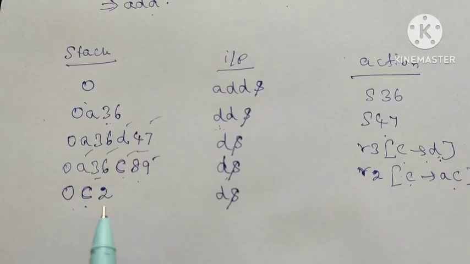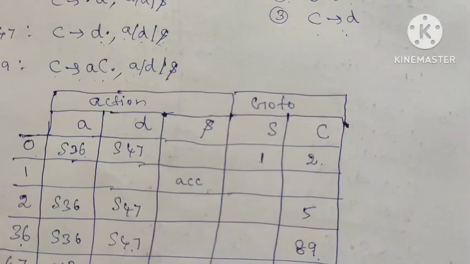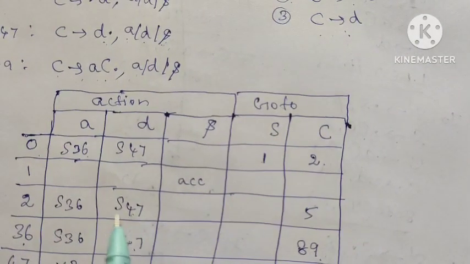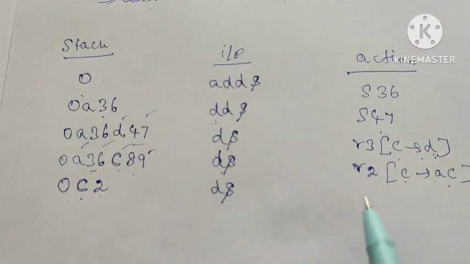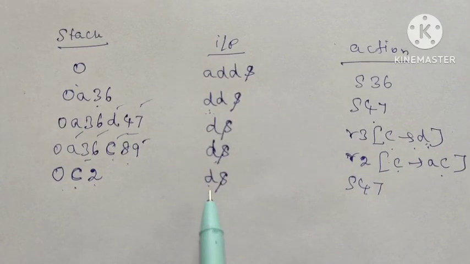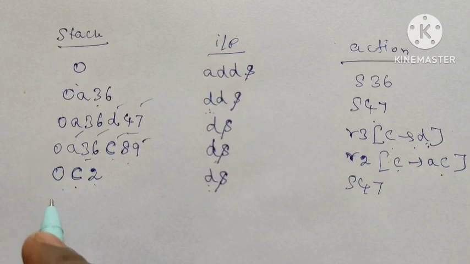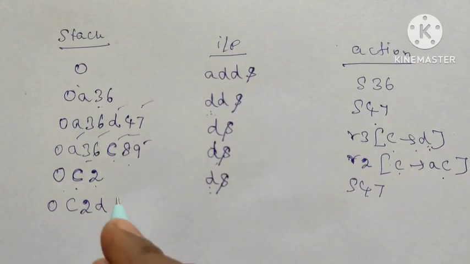Okay, so D and dollar. To verify, 2 and D meet in S47. So shift action now, shift action S47. Push D inside the stack and push 47. So what will be remaining? 0, C, 2, D and 47.